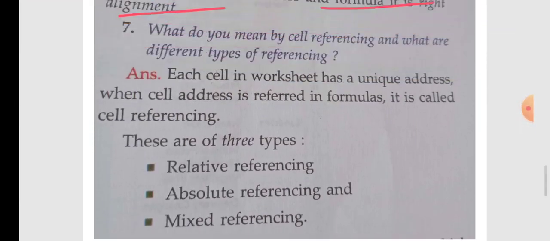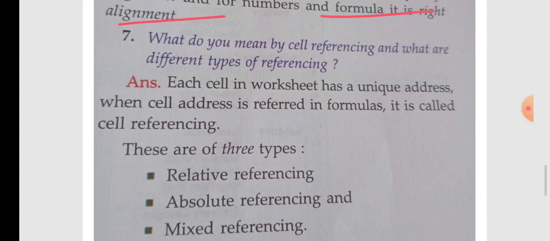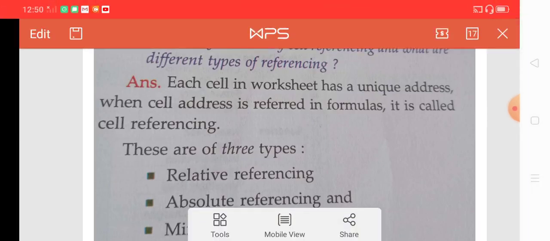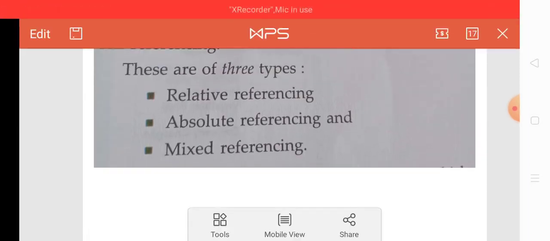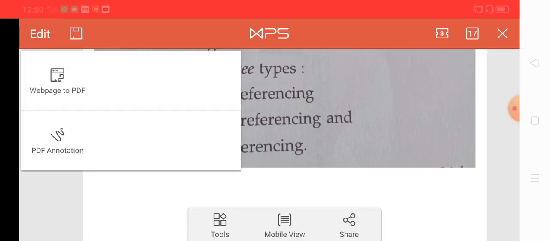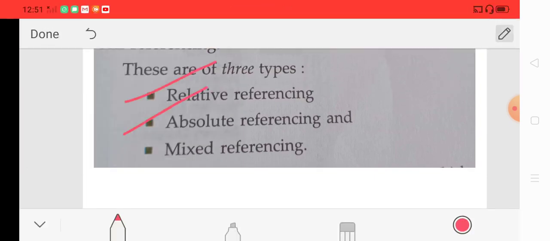Our last question is, what do you mean by cell referencing, and what are the different types of referencing? So each cell in a worksheet has a unique address, as we know, and when a cell address is referred to in a formula, it is called cell referencing. And there are three main types of cell referencing. These are relative referencing, absolute referencing, and mixed referencing.